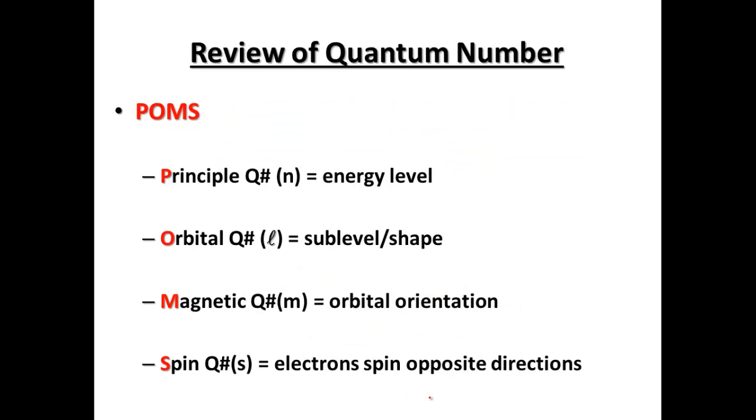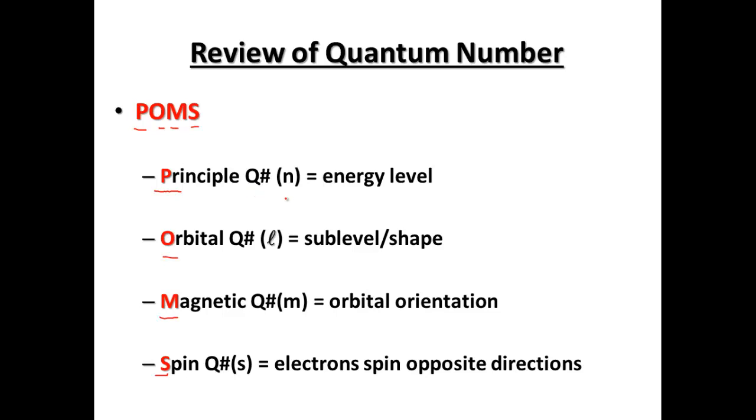Last key part for this unit is just to remember these 4 terms. And our abbreviation to help you, to cheer you along the way, is POMS, like in pom-poms and cheerleading. POMS. P, principal quantum number. O, orbital quantum number. M, magnetic quantum number. And S, spin quantum number.